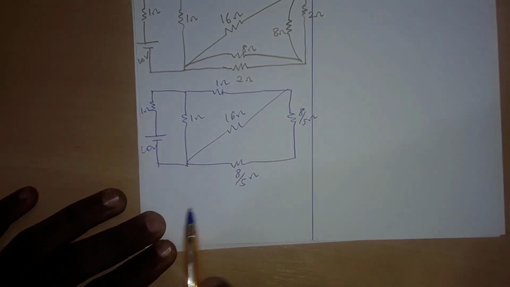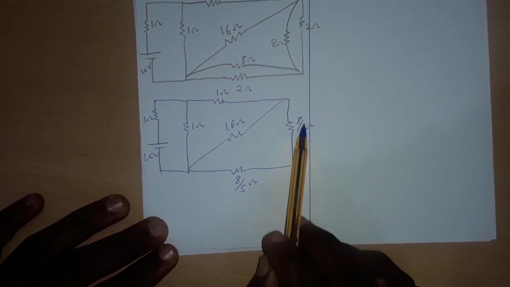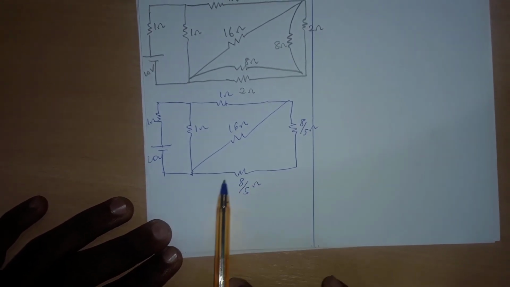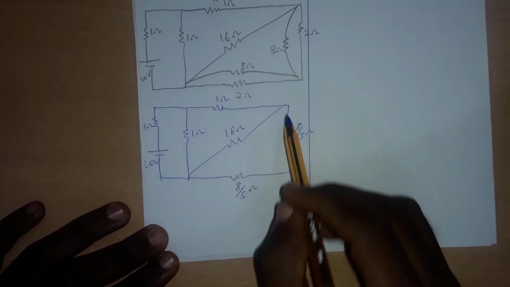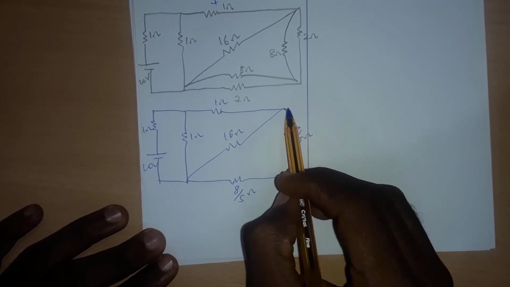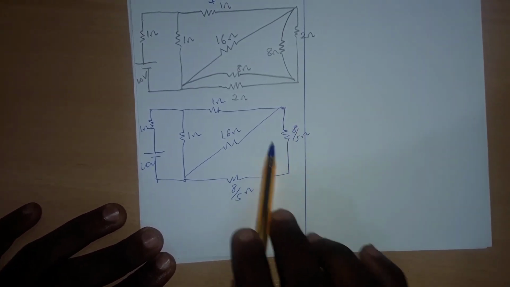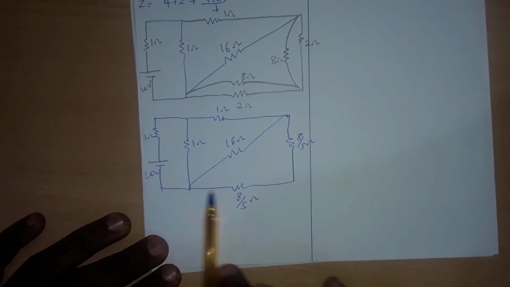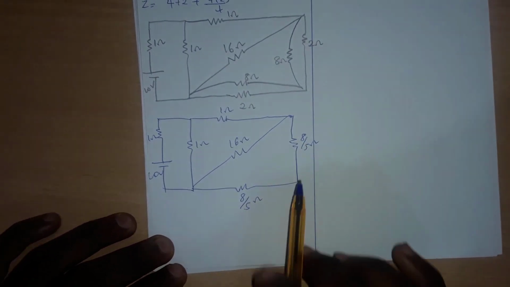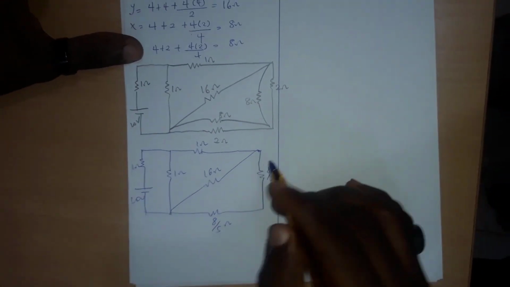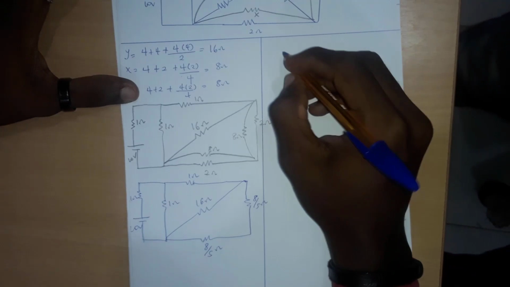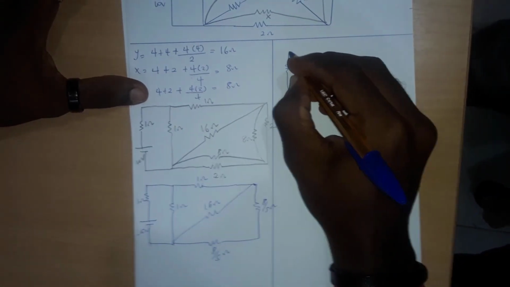From here, very simple, we can see that this 8 on 5 ohms and this 8 on 5 ohms are in series. So we can add them, because when a current gets to this junction, the current that will flow through this 8 on 5 ohm will be the same current that will flow through this 8 on 5 ohm. So we can see that they are in series. So we can add them, and this should give us 16 on 5. So our new circuit will look something like this.